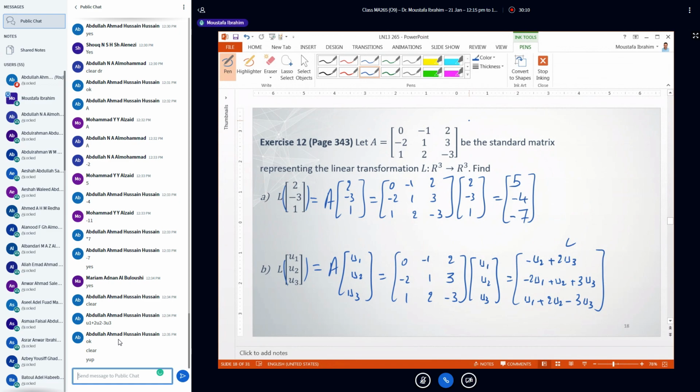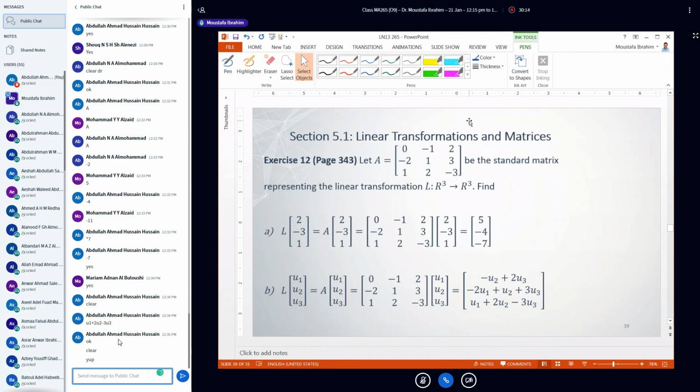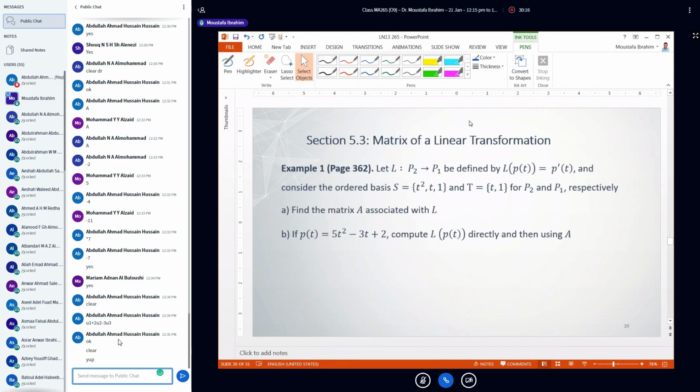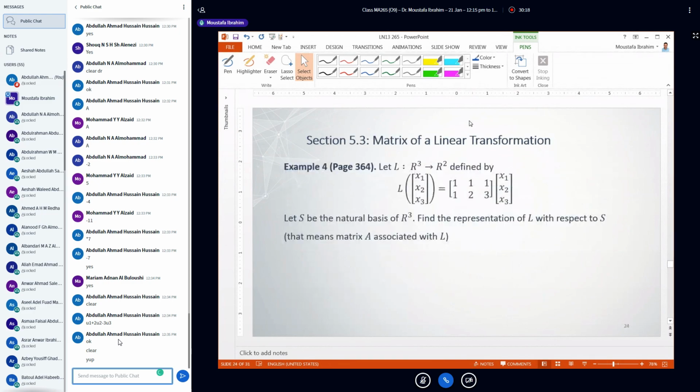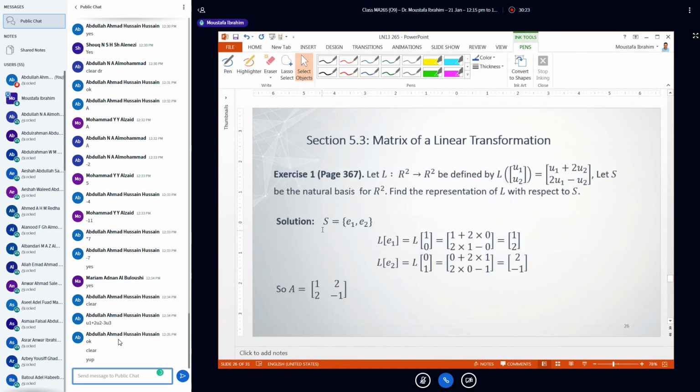Okay, let's continue. I think you took the screenshot. Okay. So you see, you have here everything. For polynomials, keep it for the moment. Okay, here.